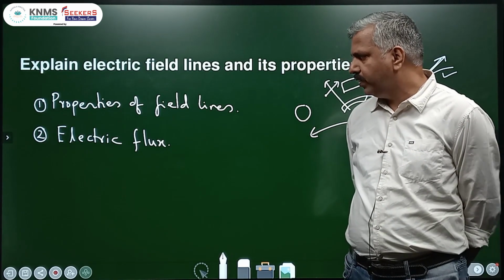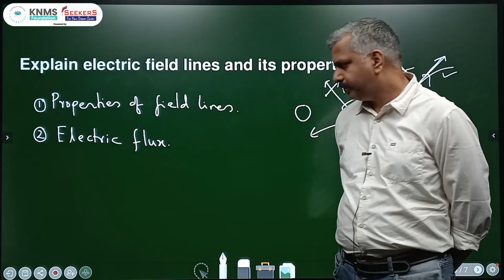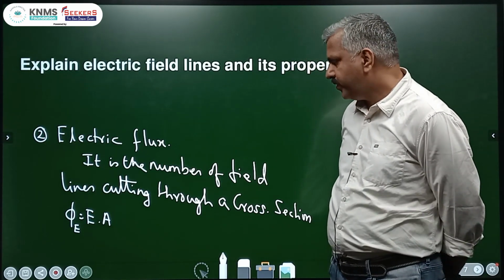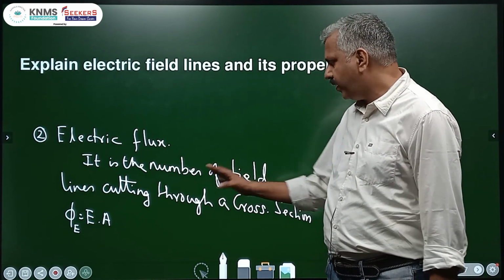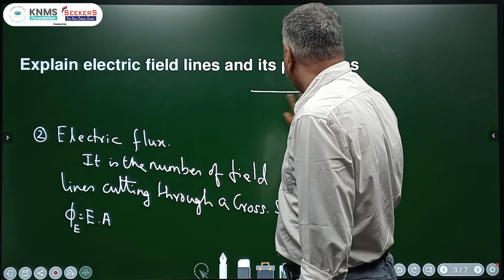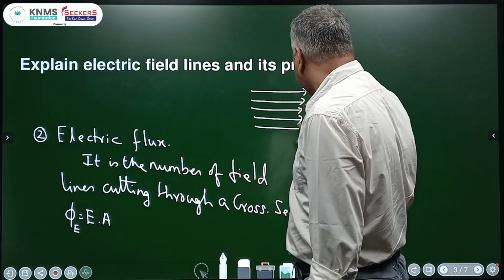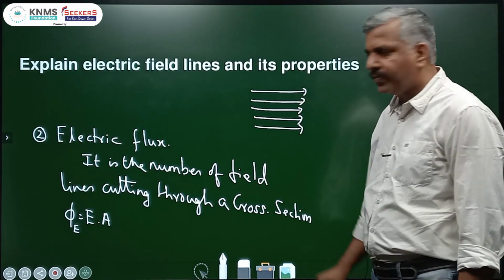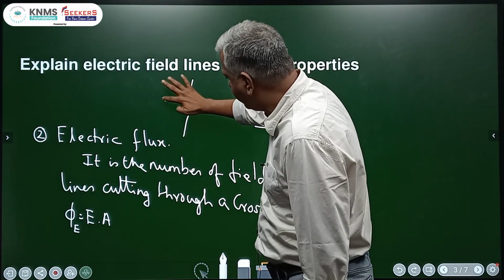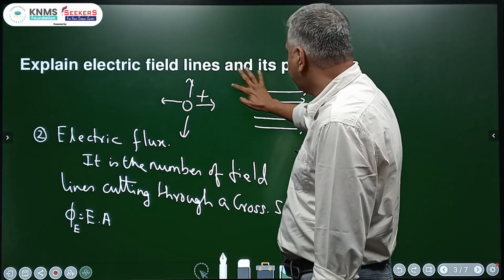The next part we will look at is what is electric flux, and then we will try to understand it better. Definition wise, electric flux is the number of field lines cutting through a given cross section. Suppose this is a region where there is a uniform electric field. If there is a uniform electric field, the electric field lines will all be parallel to each other. If you have a charge here, the electric field lines are not parallel to each other. So this is a non-uniform field, and this is a uniform field.